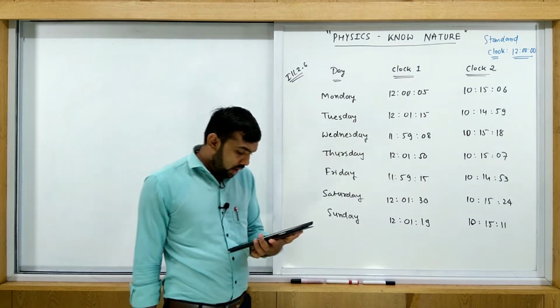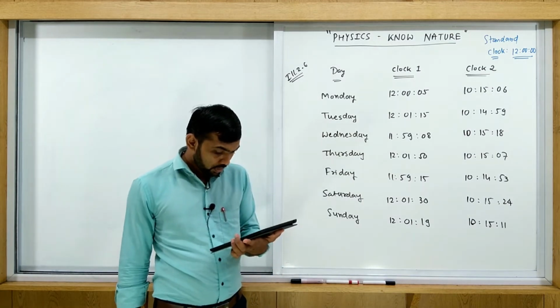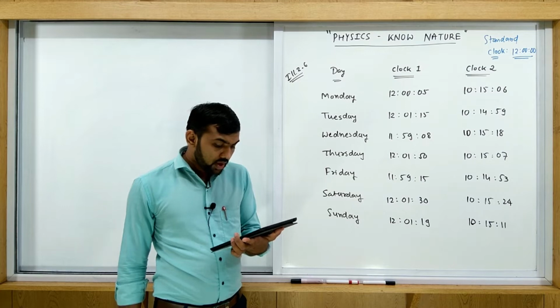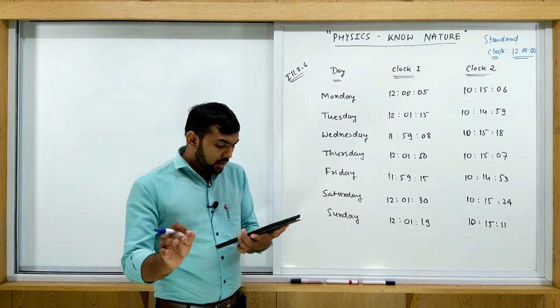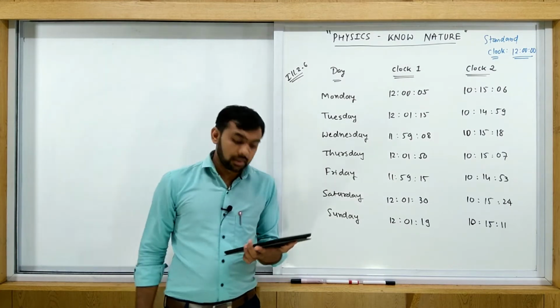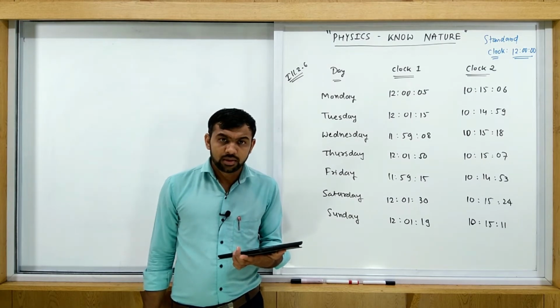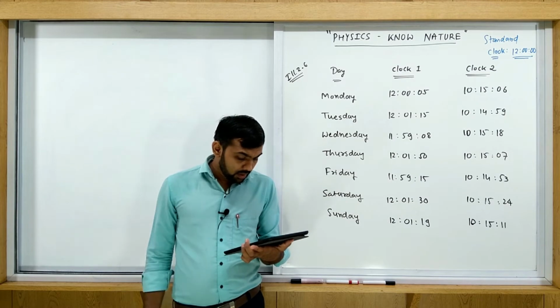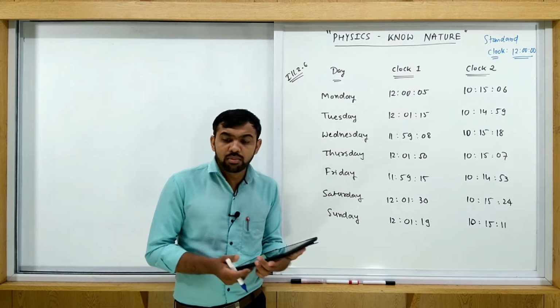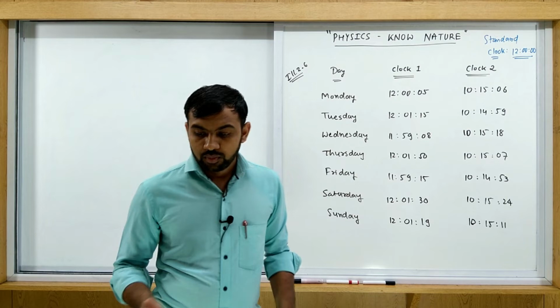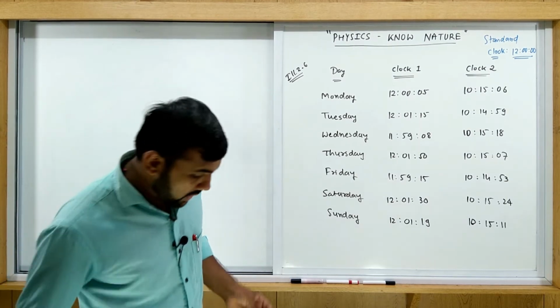Now what do we have to find out? If you are doing an experiment that requires precision time, underline precision time requirement, which of the two clocks will be most preferred here? So we require the precision time.